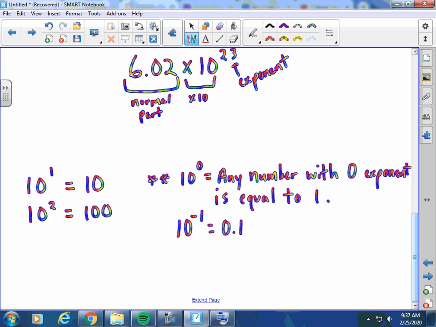When it comes to the times 10 part, all this is really talking about is a decimal place and how many zeros we might have after a number, or how many zeros are out in front of a number, or something like that. So how do we write scientific notation?